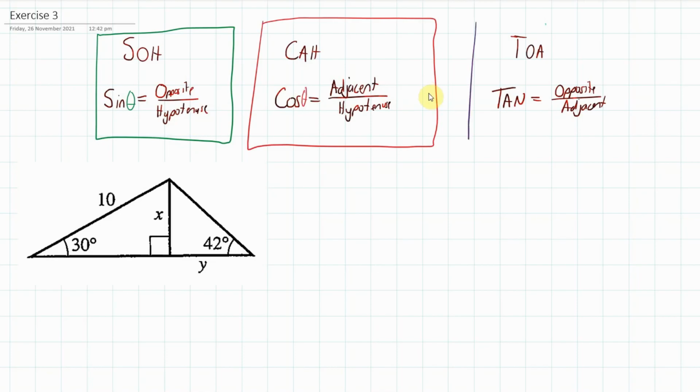And finally we have TOA. Tan of an angle, I'm just putting theta, that's the Greek letter theta, for an unknown angle, tan of theta is equal to the opposite over the adjacent, thus TOA, opposite over adjacent. The first letter always stands for whether you're dealing with sine, cosine or tangent. The second letter decides which is top of the fraction, and the last letter is at the bottom of the fraction.